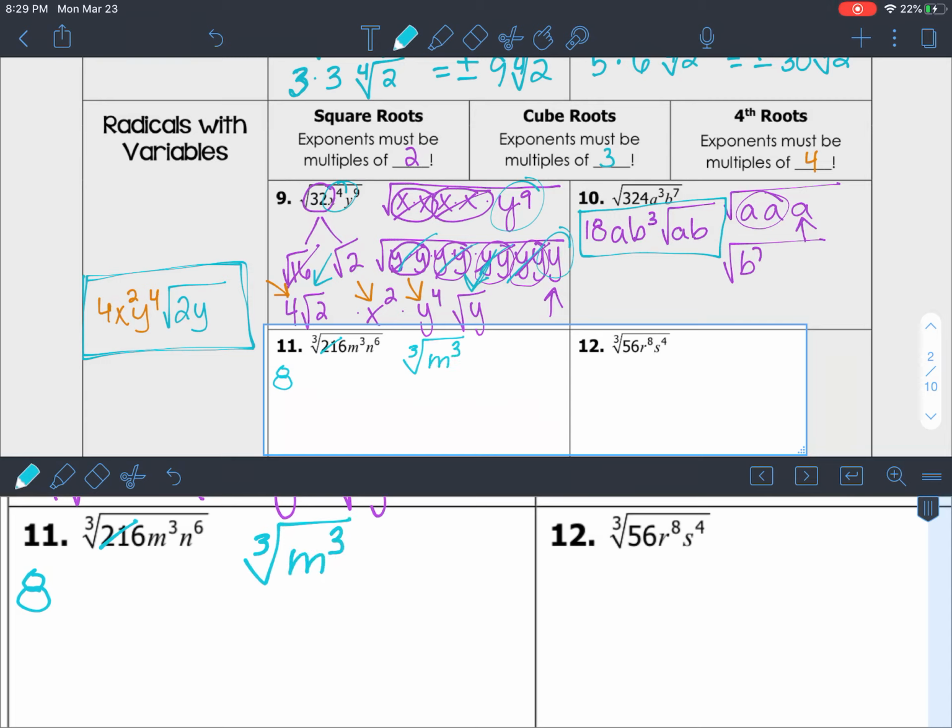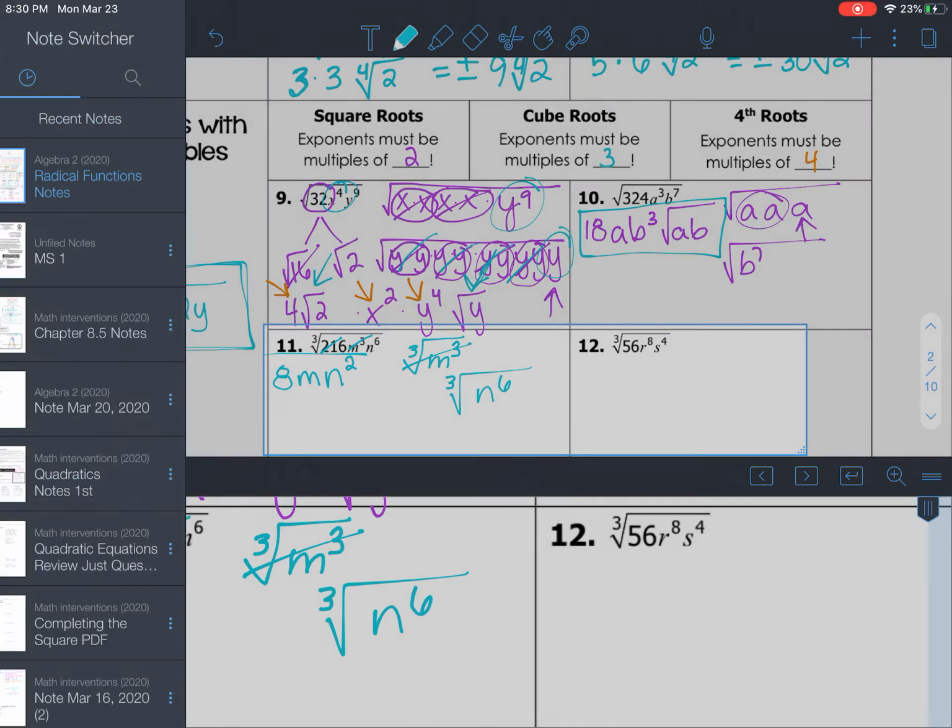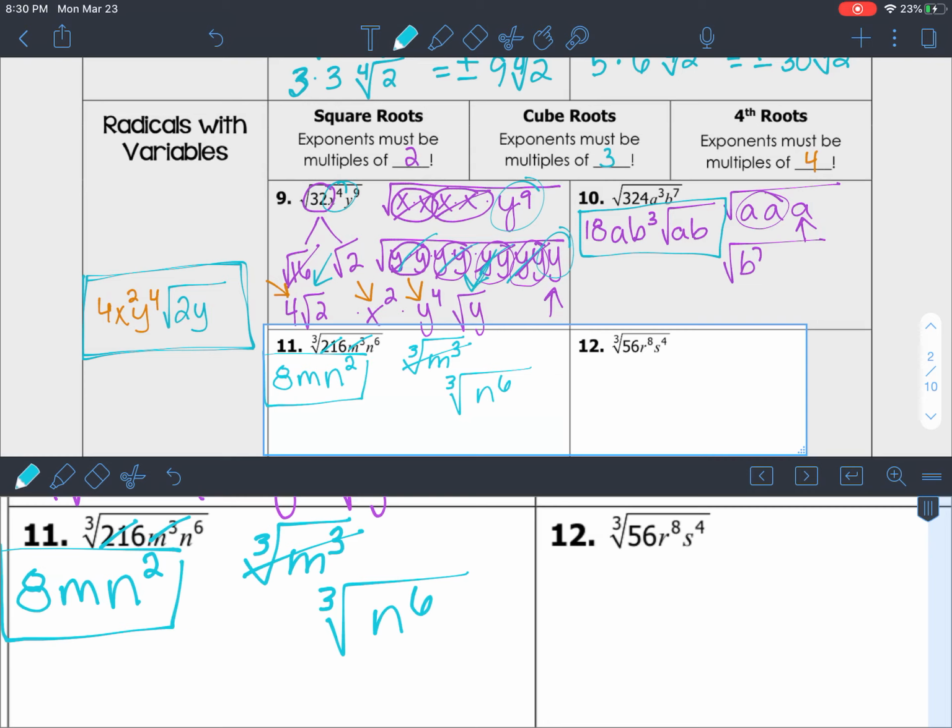So now let's talk about the cubic root of m cubed. So how many sets of 3 are in m cubed? Well, there's only one set. So 1 m comes out. Fantastic. We can be done with the m cubed part. Now, what about the n to the 6th? So the cubic root of n to the 6th. So how many sets of 3 go into 6? That answer is 2. So n squared is going to be my answer there. So this one would be your final answer for that question.